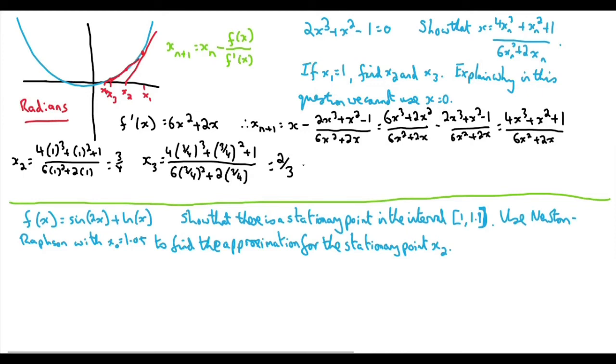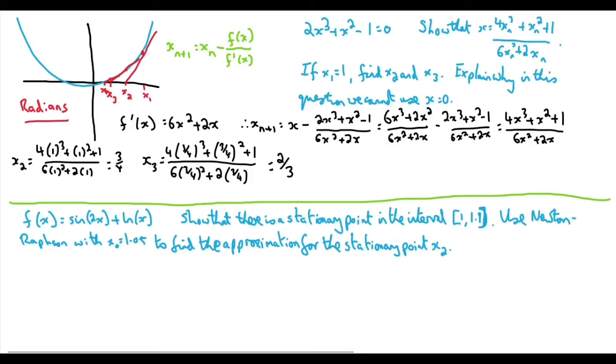So then explain why in this question we cannot use x equals 0. The reason we can't use x equals 0 is because if x equals 0, then this gradient, the differential, would equal 0 itself. And if the gradient is 0, you would end up with just a horizontal line, and a horizontal line is never going to cut the x-axis, so you would never get a solution to this method. So we can never use an x value that would make the differential, which would make the gradient, equal 0 as well.